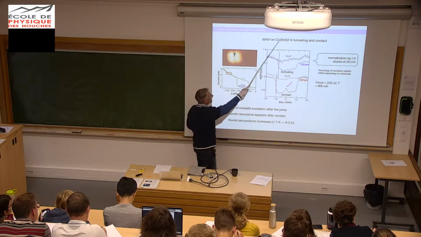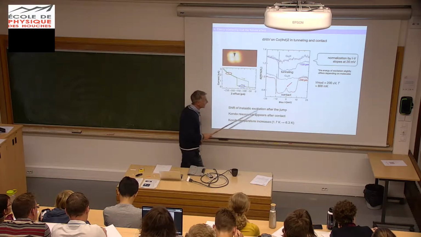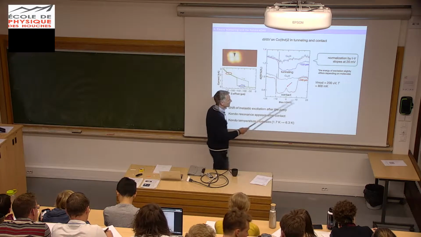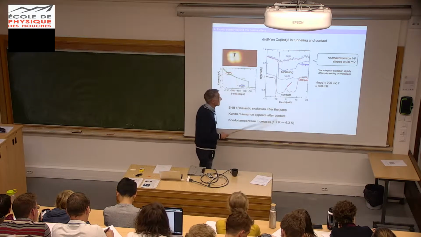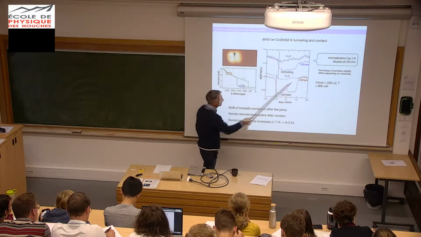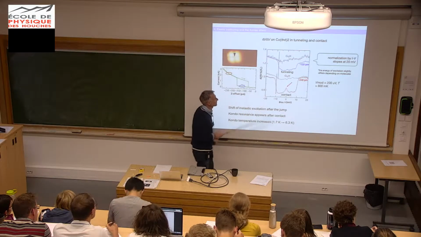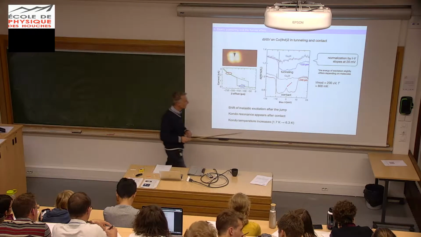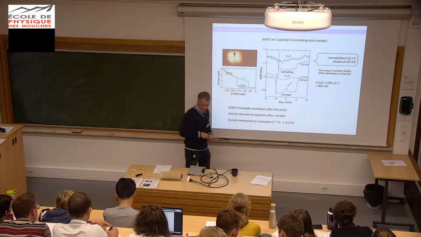So this is cobalt as a central atom. And these are the spectra, now recorded at millikelvin temperatures. Or no, this one is still at 800 millikelvins. So what you see is a step here, and then there's this thing in the middle, which is the Kondo effect. And I will try to explain why you have this Kondo effect in this case.